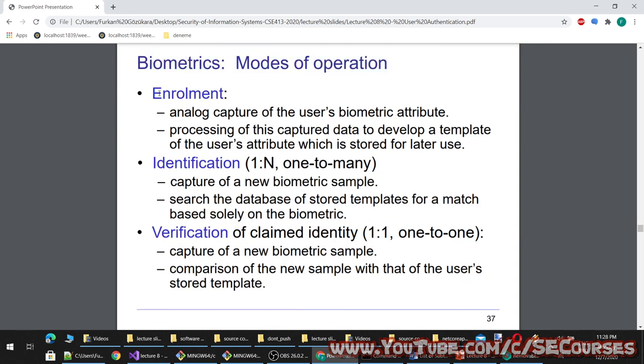Biometrics, modes of operation. Enrollment, analog capture of the user's biometric attribute. Processing of this captured data to develop a template of the user's attribute which is stored for later use.